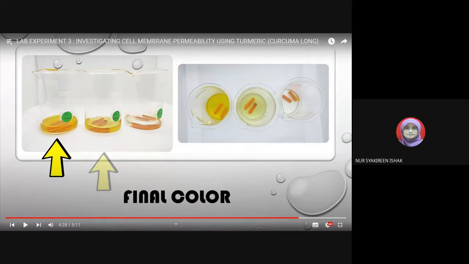Compared to the 25%, the color will turn to light yellow because the plasma membrane also will get damaged, but not as much as the one immersed in 100% ethanol. Still the color turns yellow, but light yellow because the solvent is less concentrated. It is 25%, so less membrane will be damaged, tapi masih ada damage pada membrane tu, so that's why pigment from this damaged cell will be released. Okay, so that one you have to understand.